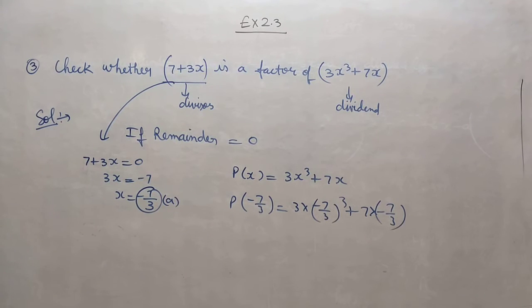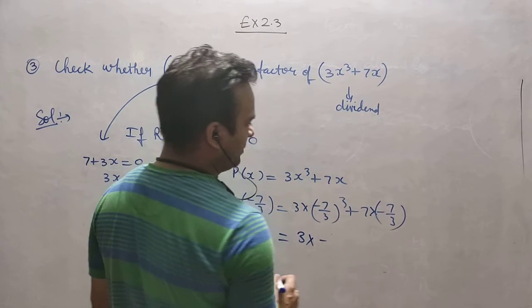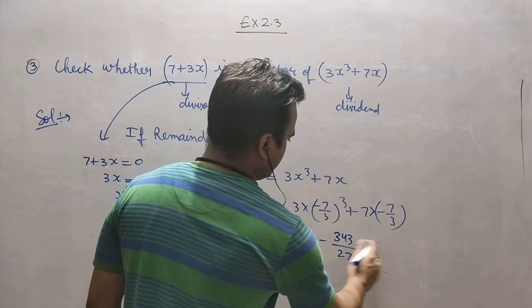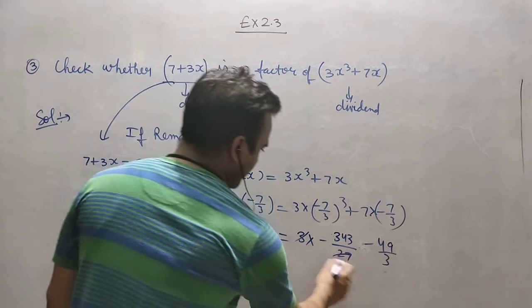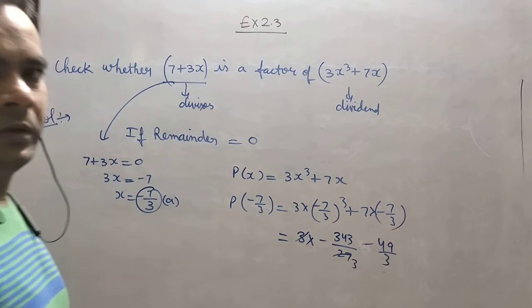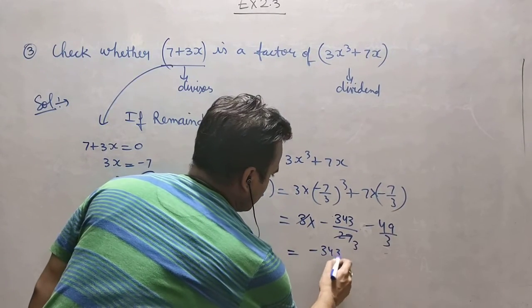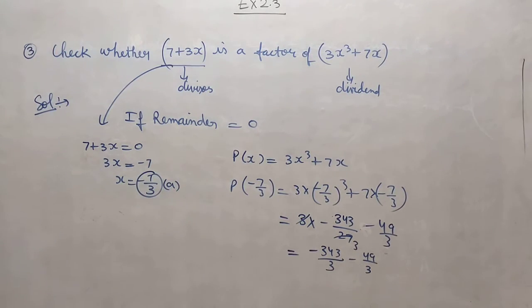factor, because if the remainder becomes 0, it means nothing is left. That dividend is completely divisible. So if it is completely divisible, it means it is a factor. So 3 into, the result will come in minus, 343 upon 27, and this will be minus 49 upon 3. So can we divide this one by 3, right? Now it will be minus 343 upon 3 minus 49 upon 3, right?